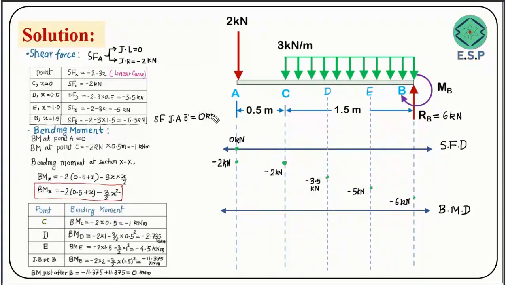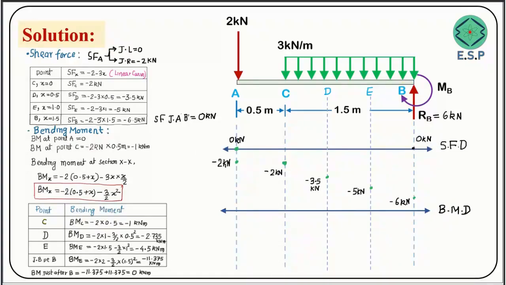Once we cross this particular point, this force would come into the picture. We have already done it; just go back and see the video. At B we have calculated before and after. Just before it is minus 6 and after it is minus 6 plus 6, that is going to be 0. So you get 0 kilonewton over here. So this was the variation, friends.